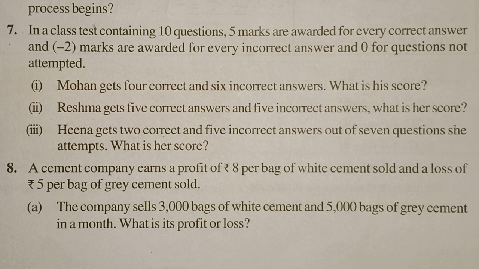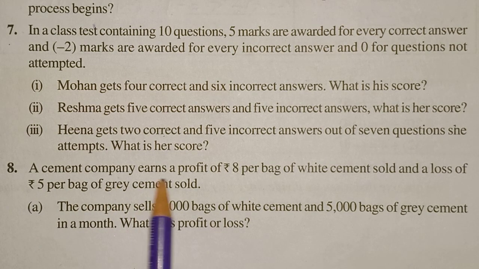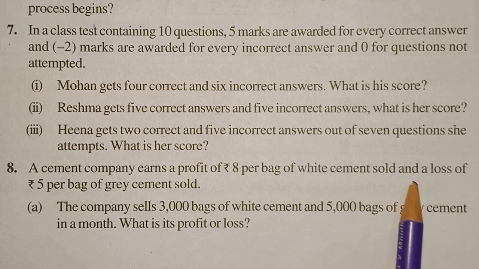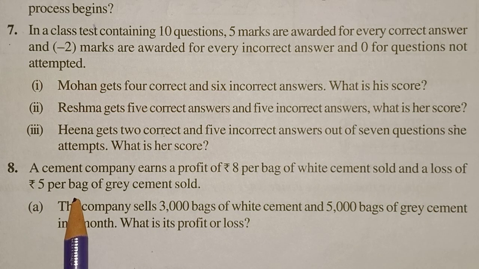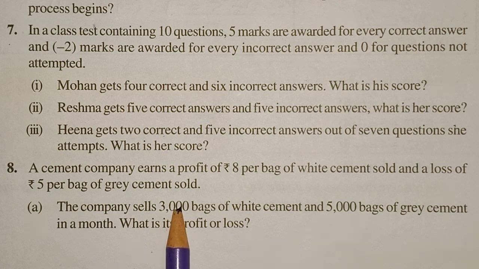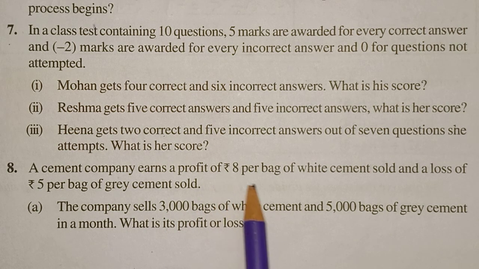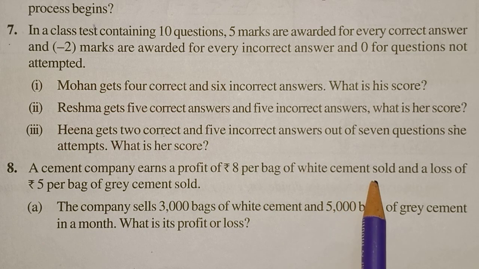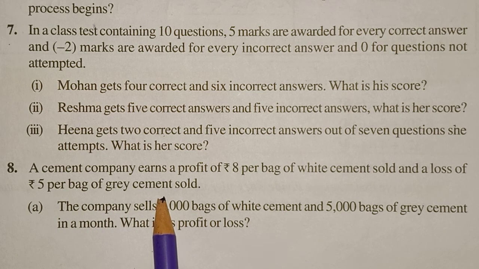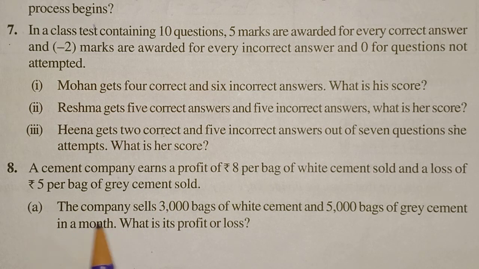Now let's see question number 8. A cement company earns a profit of rupees 8 per bag of white cement sold and a loss of rupees 5 per bag of grey cement sold. Now just listen to the question carefully, or read the question carefully. A profit of rupees 8 per bag of white cement sold and a loss of rupees 5 per bag of grey cement sold. Okay, now let's see the first question. The company sells 3000 bags of white cement and 5000 bags of grey cement in a month.